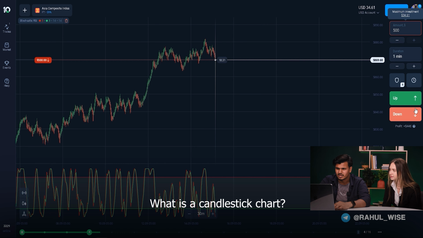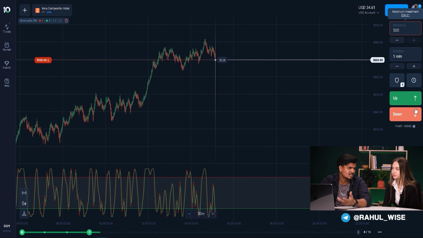But what is a candlestick chart? A candlestick chart is a type of chart used in trading for making money to display the price momentum upward and downward over a certain period of time. And each candle on the chart shows four key prices: the opening price at the beginning of the period, the closing price at the end, the maximum, which is the highest price for the period, and the minimum, which is the lowest price for the period.